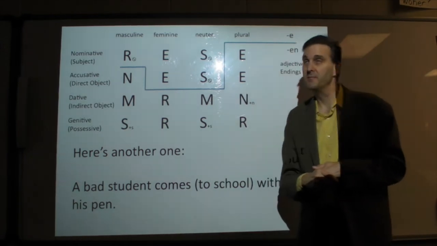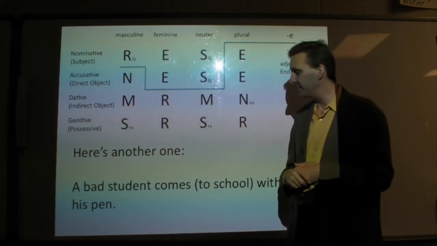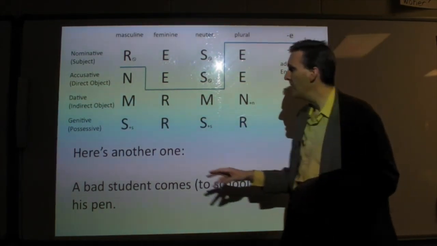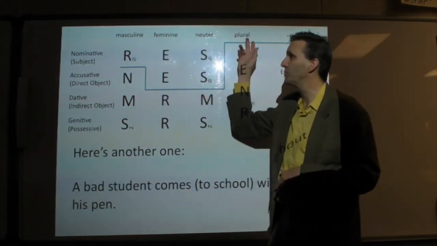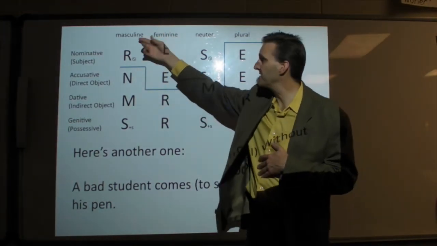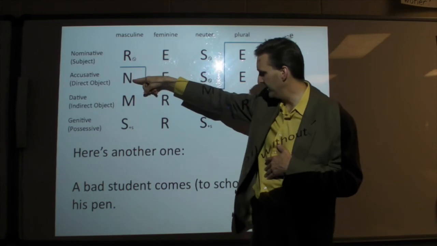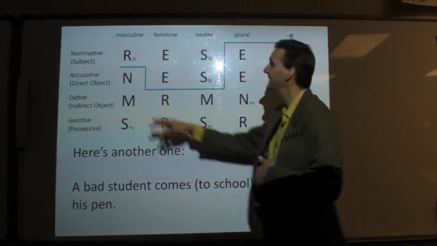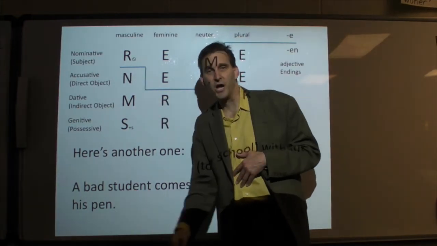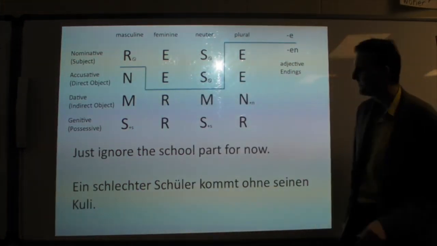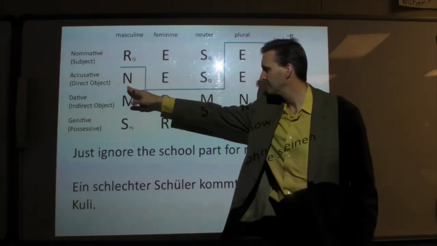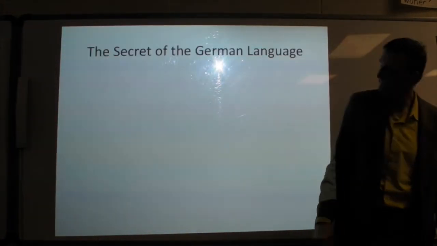Without his, ohne. And remember, durch, für, gegen, ohne take the accusative, don't be dumm. That's going to put us here. Okay? Pen, as we saw once, is Kugelschreiber or Kuli. And an ER ending is usually masculine. So we're going to go with that over here. So, without his pen, so simply seinen Kugelschreiber or Kuli. Okay? So ein schlechter Schüler kommt ohne seinen Kuli. Great.